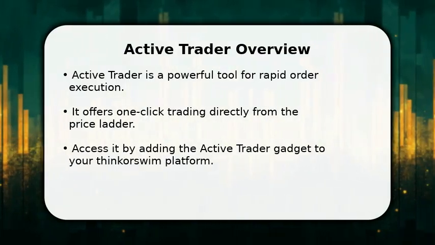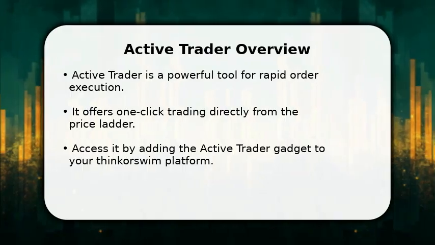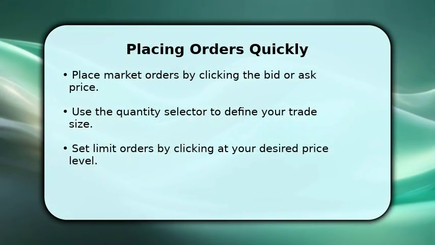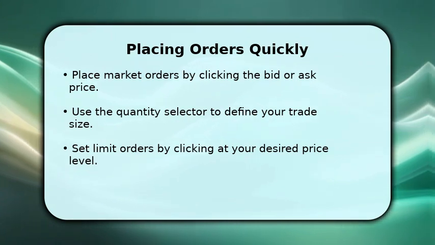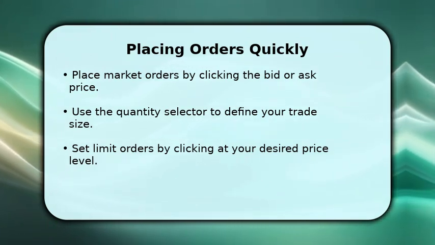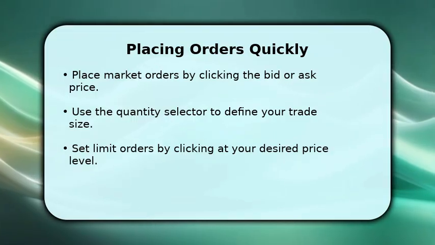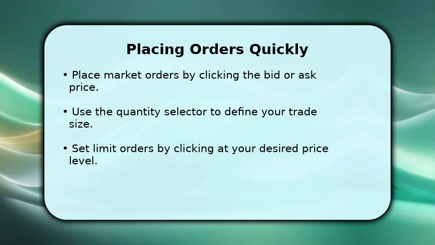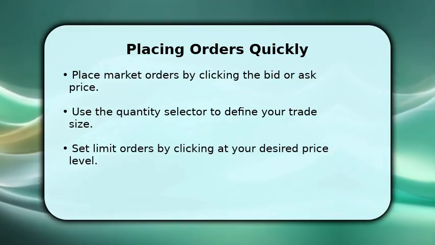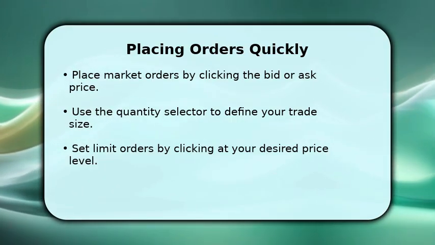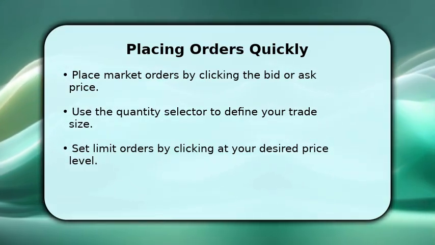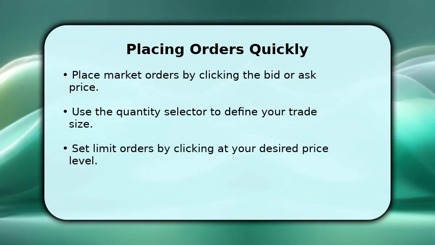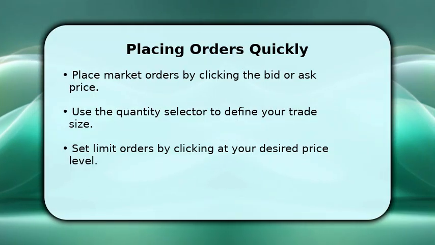It provides a clear, real-time view of market depth. Placing orders with Active Trader is incredibly efficient. To place a market order, simply click on the bid price to sell or the ask price to buy. For limit orders, click directly on the price ladder at your desired entry or exit point. Remember to adjust your order quantity using the dedicated selector before executing your trade. This streamlined process saves valuable seconds.